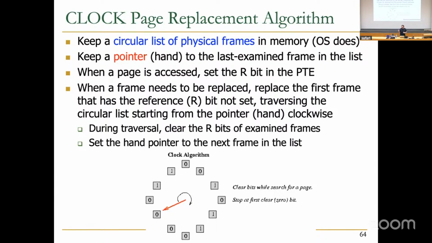And what we do is that we also set the hand pointer to the next frame in the list. So once we evict something, we move the hand pointer to the next one.